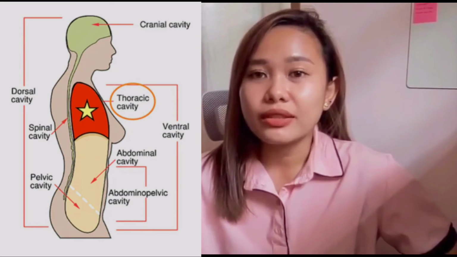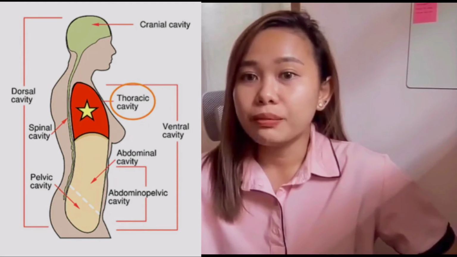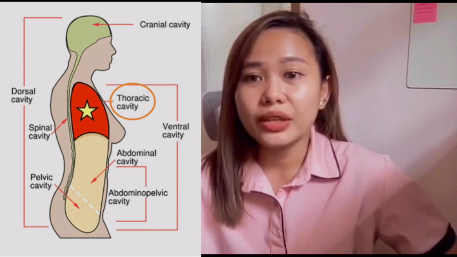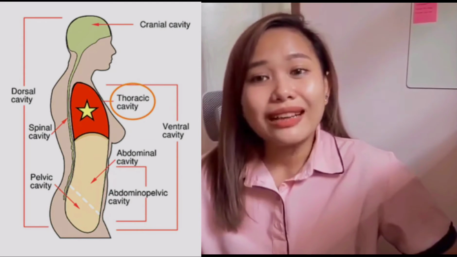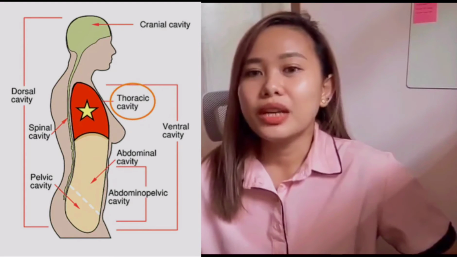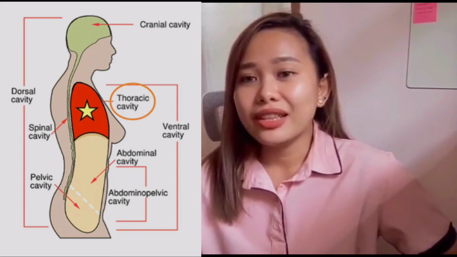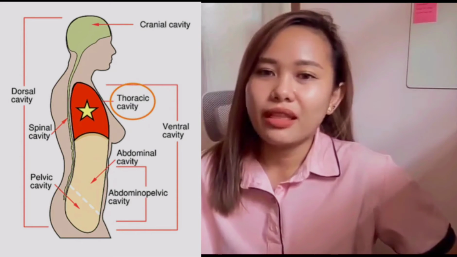First, we will tackle the thoracic cavity features. So the thoracic cavity is the cavity in the chest. It is the superior portion of the ventral cavity located above the diaphragm, as highlighted in red below. The thoracic cavity is enclosed mainly by the rib cage, vertebral column, and the sternum. The main contents of the thoracic cavity include the heart, the lungs, trachea, esophagus, great vessels, and the thymus gland.